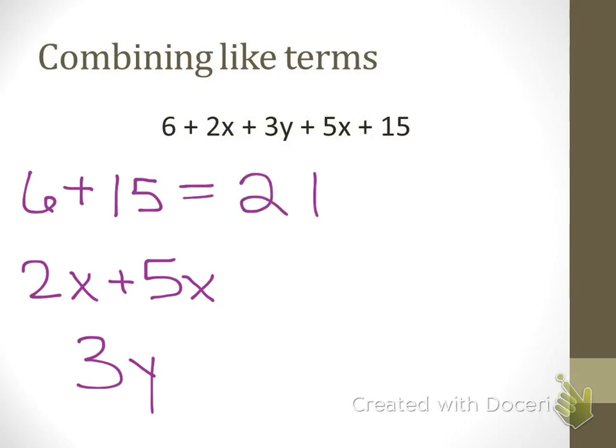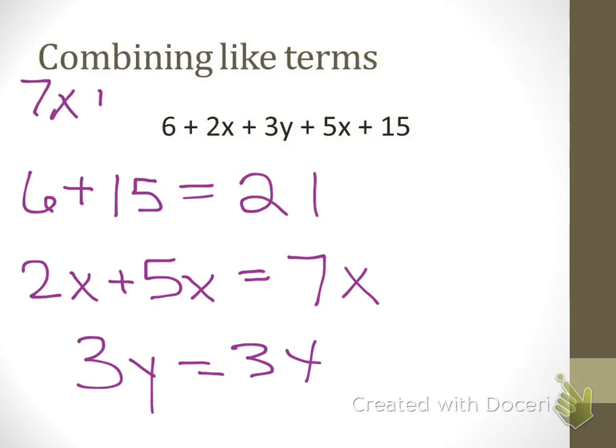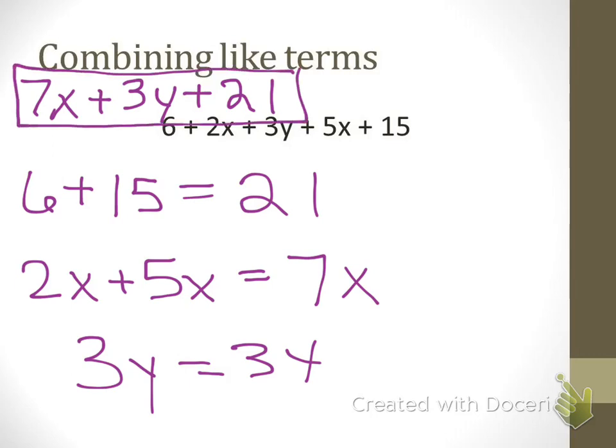21, 7x, and 3y. And we can rewrite this. Actually, we would start off with 7x plus 3y plus 21. They're all positive, okay? And that would be a simplified version. Now, whenever you're writing a variable expression like this, you're going to start with the variable lowest in the alphabet. That's why we start with 7x. And then our number always comes last, okay? So that would be the proper way to write it. Technically, it doesn't matter, but algebraically, that's the way that we would write it.